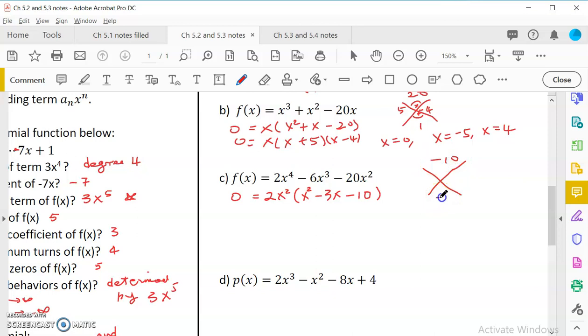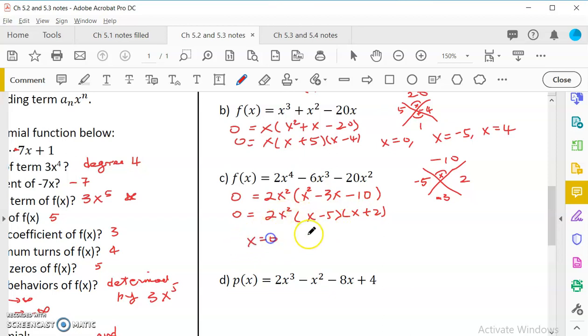Negative 10, negative 3. What numbers when you multiply give negative 10, and when you add give negative 3? It's negative 5 and 2, right? So 0 equal to 2x squared, x minus 5, x plus 2. Here I do not give very difficult factoring, but you should review all your factoring. Factoring is really important. So that's all, right? I don't have another factors. They're all factors.